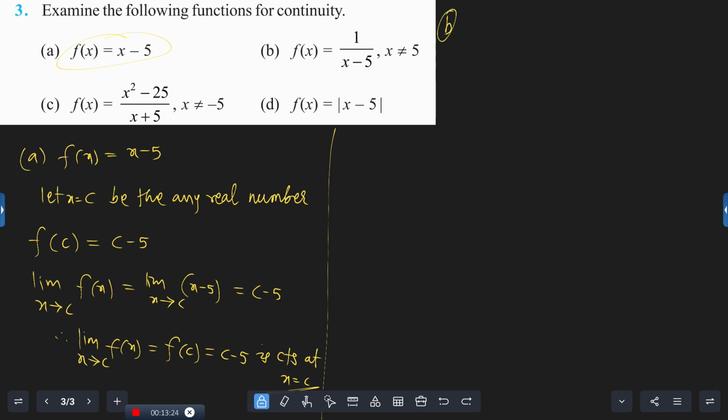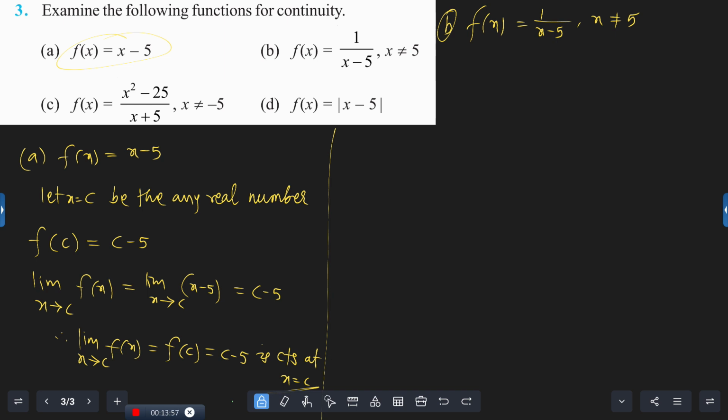Same thing we will be doing for subdivision b. But in subdivision b, there is a condition. We cannot write that c can be any real number. Why? If you say any real number, 5 is also a real number, and if you give 5, it will become not defined. So except 5, c can be any real number. That's how you should take it. Same thing, but x is not equal to 5.